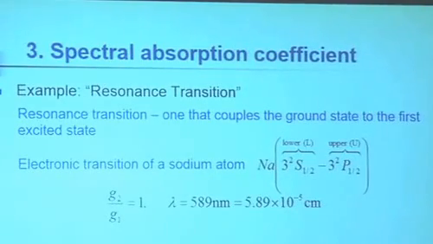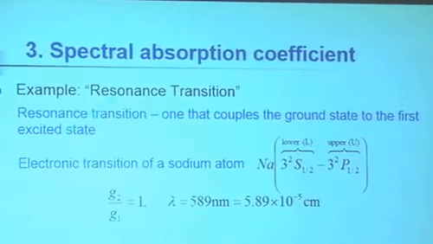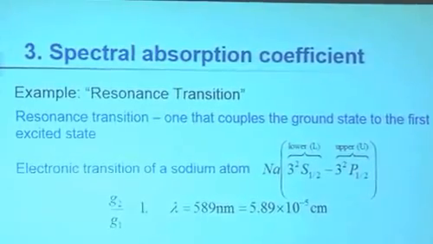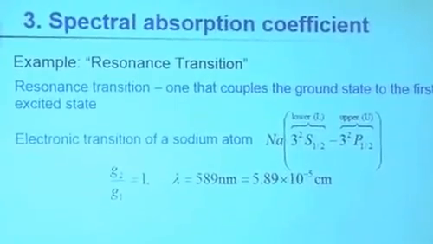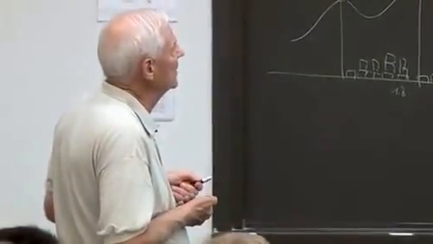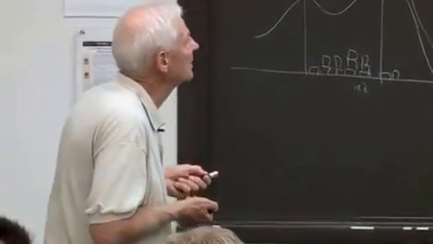Okay, I think I'm going to do some examples. This is a question of resonance transition. What's a resonance transition? A resonance transition is the one that links the ground state of an atom to its first excited state. It's a strong one. Those are typically very strong. We've been talking about molecules, but when you talk about atoms, an atom can only have electronic transitions. There's no rotation, no vibration.